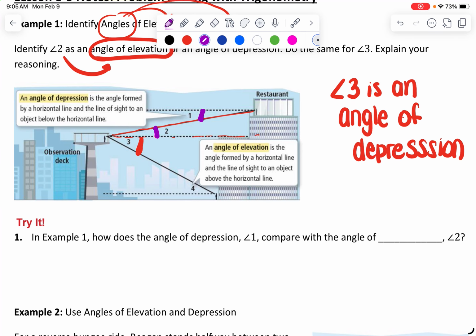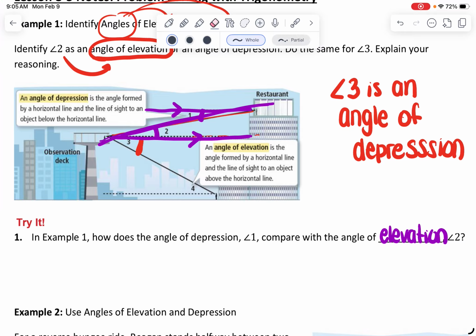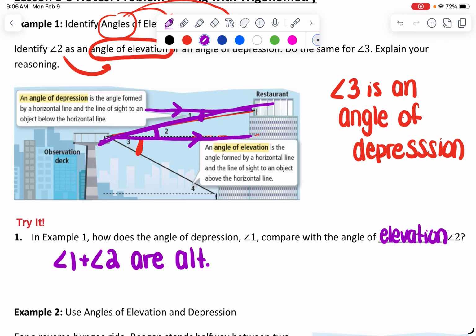So what I can see is these are my two parallel lines. They never touch. Horizontal lines never touch. And then this is a transversal. So what I can see is they're on opposite sides of the transversal and on the inside of the two parallel lines. So we know angles 1 and 2 are alternate interior angles. And we know from topic 2 that alternate interior angles are congruent.